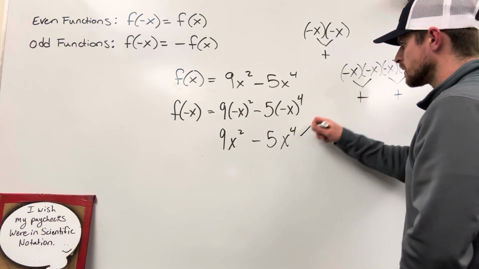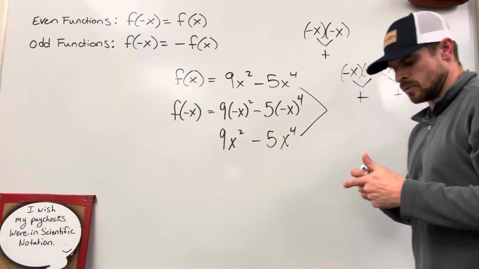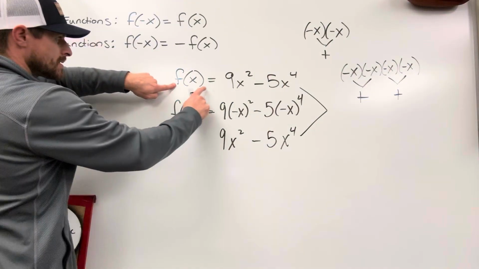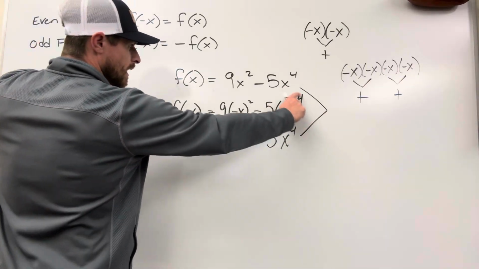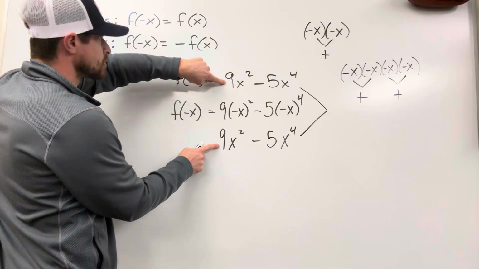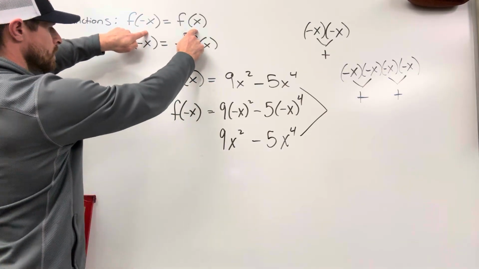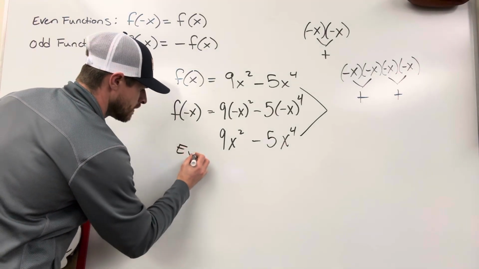And if you look, we have an exact match to our original f of x. So what this is saying is f of x is this. F of negative x, after simplified from here, turns into this, which is an exact match. So those are equal, meaning the function I gave you is even, okay?